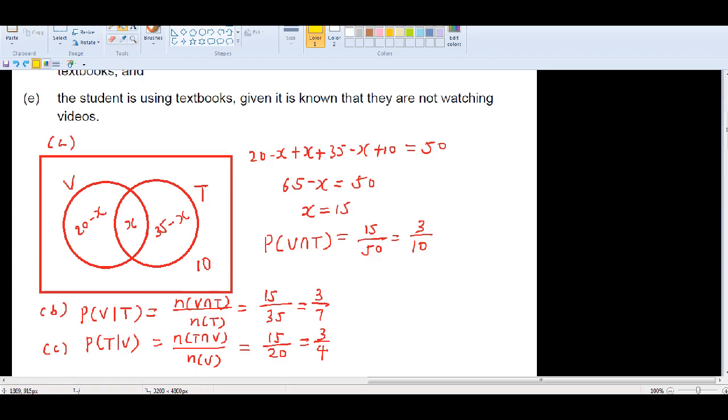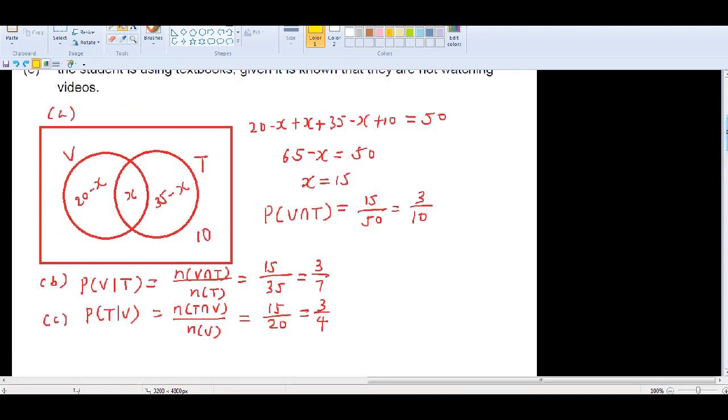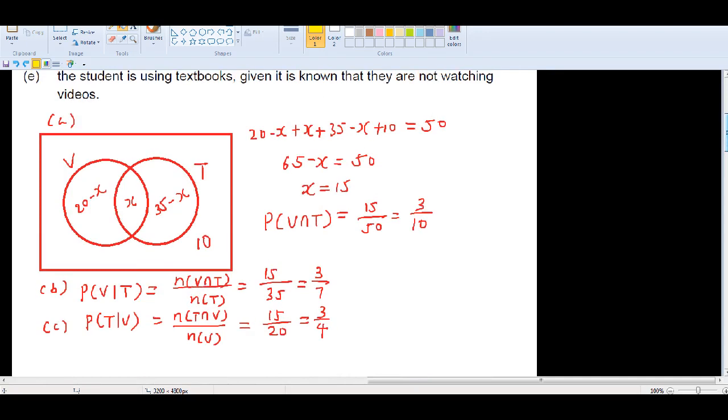And X will be the intersection between V and T. So the intersecting event between V and T will give you 15 divided by 50, and that will give you 3 over 10. The other event is probability V given T. So that's B: using videos, given it's known they are using textbook. You know they are using textbook, but you want to know the probability they are watching videos as well.